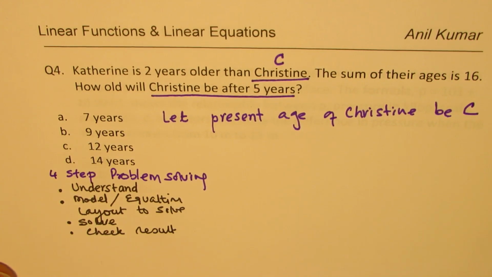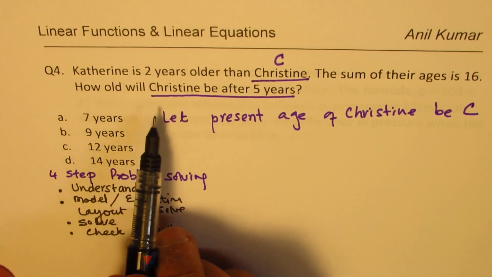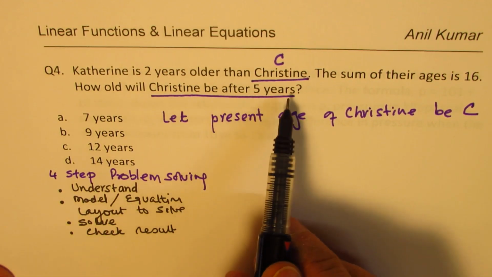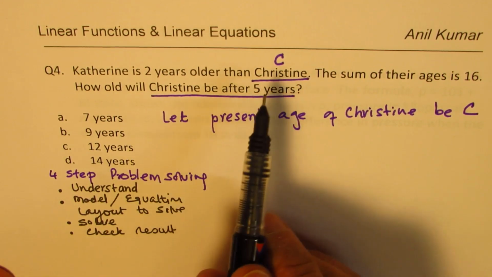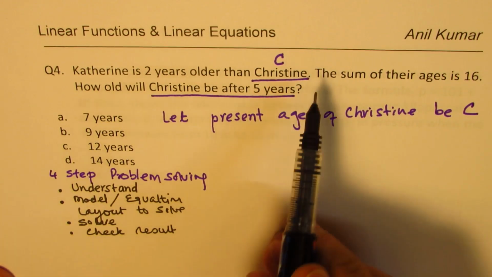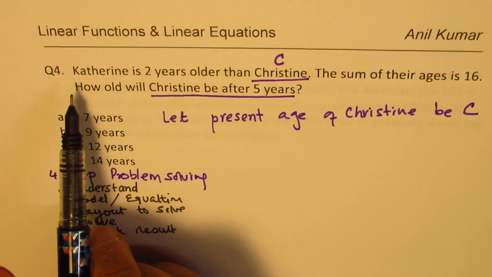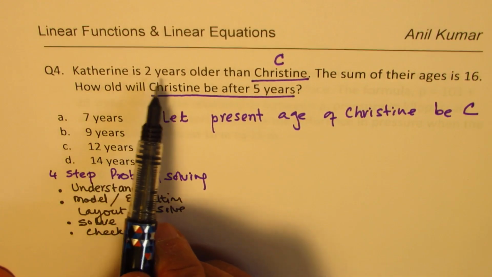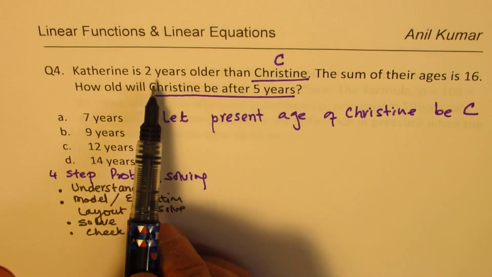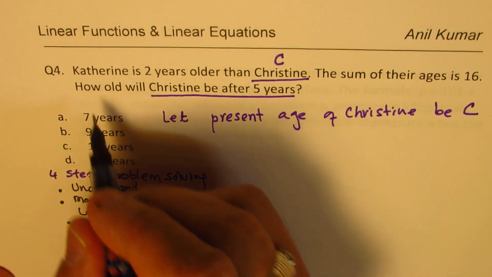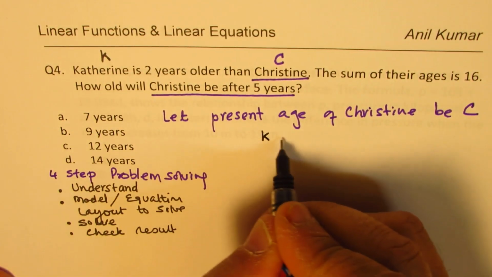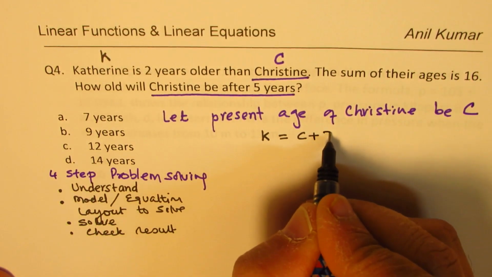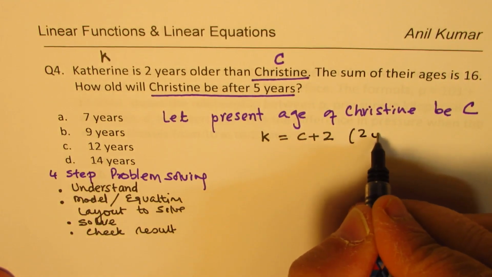So let's take that for solving this particular question. So what we have here is we need to find Christine's age after 5 years, and we will define a variable in terms of Christine's age. Let C be Christine's age at present. Why at present? Because the question says Catherine is 2 years older than Christine. So that means at present, right? So we can say Catherine, let's say Catherine is K. So we say Catherine is C plus 2. So that means 2 years older.